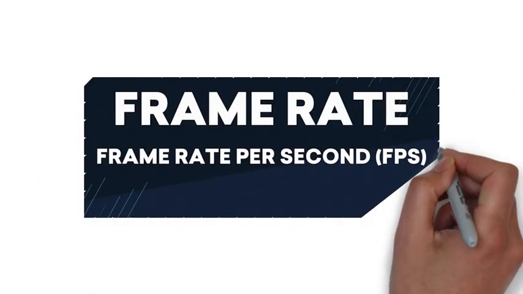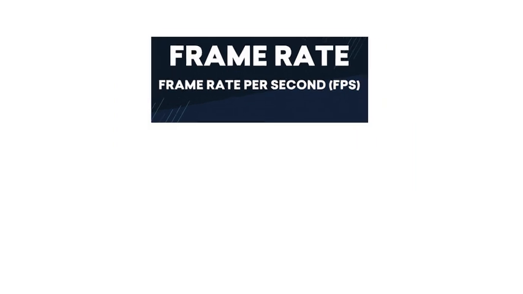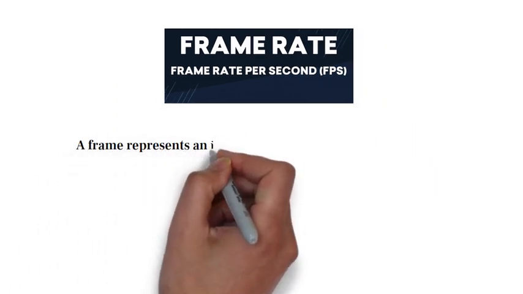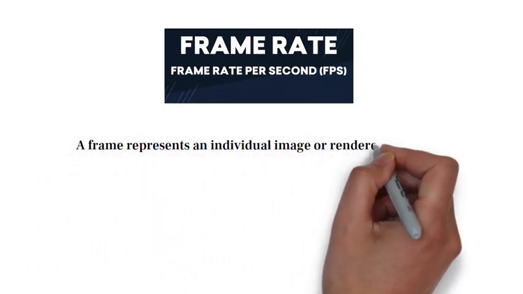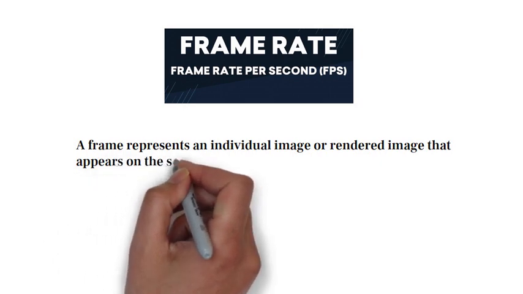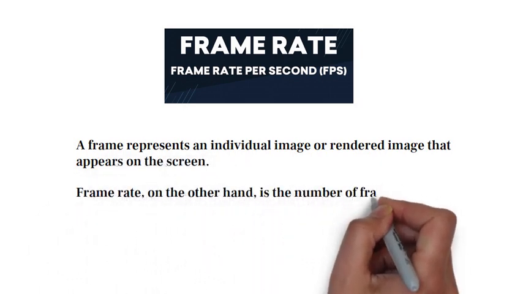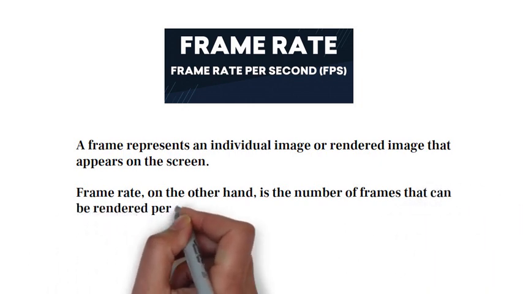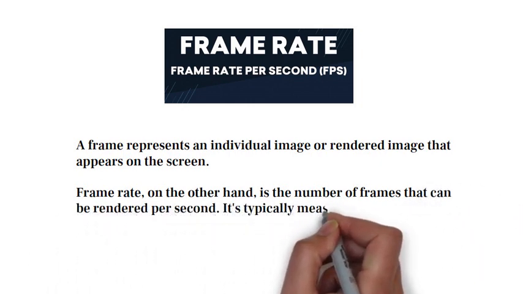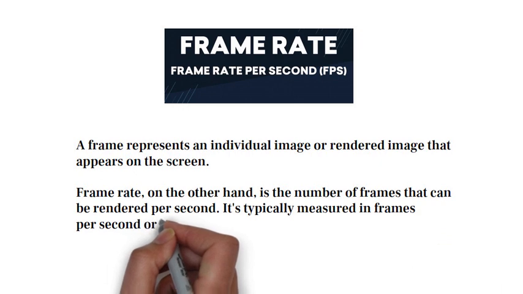Let's touch upon what is a frame and frame rate in games. A frame represents an individual image or rendered image that appears on the screen. Frame rate, on the other hand, is the number of frames that can be rendered per second. It is typically measured in frames per second, or FPS.